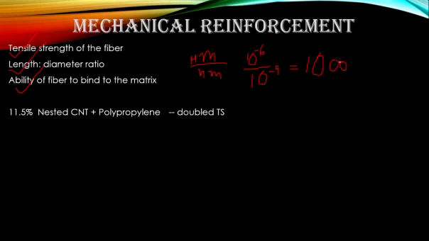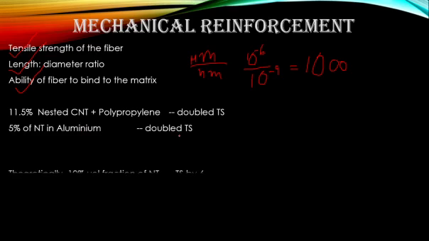And the third one is the ability to bind with the matrix. And it can be seen that about 11.5% of carbon nanotube added to the polypropylene polymer has shown a double increase in tensile strength of the polypropylene. Similarly, 5% of nanotube added to aluminum has shown again a doubling of the tensile strength of the aluminum.